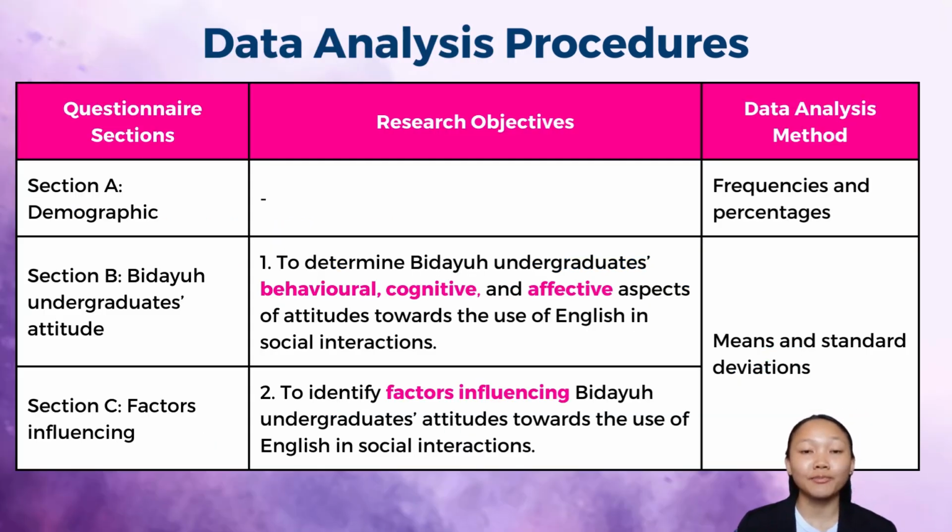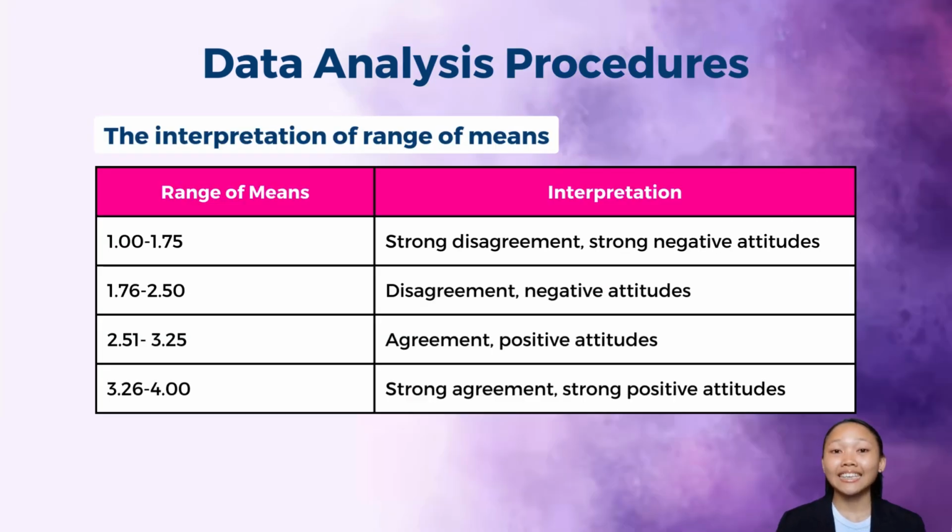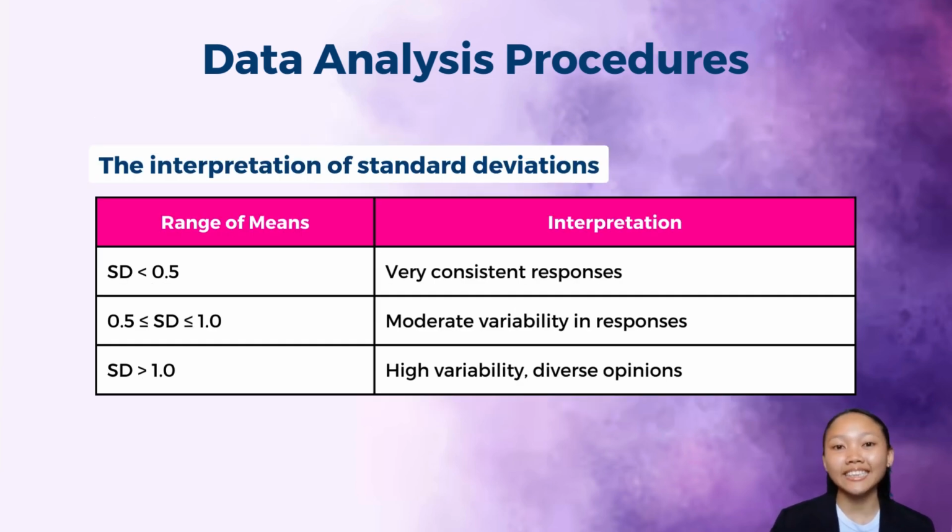For the data analysis procedures, Section A was analyzed using frequencies and percentages. Sections B and C were analyzed using mean and standard deviations. This table presents the range of mean interpretation, ranging from strong disagreement and strong negative attitudes to strong agreement and strong positive attitudes. This table presents the interpretation of standard deviations, ranging from very consistent responses to diverse opinions.